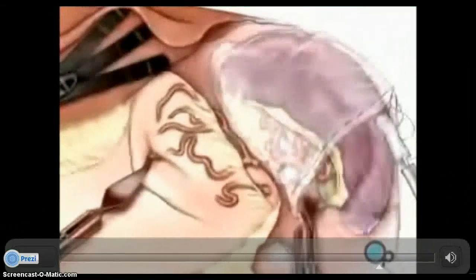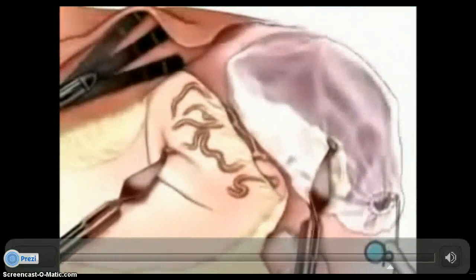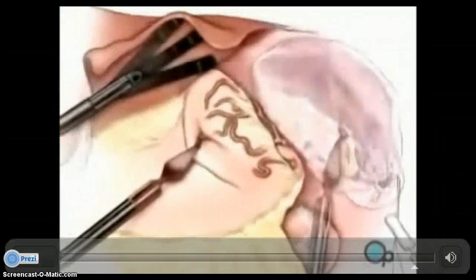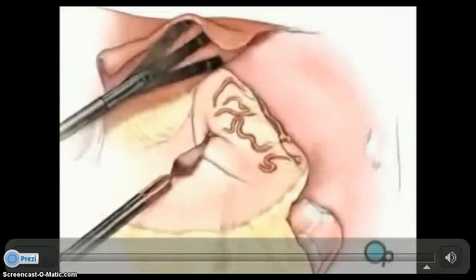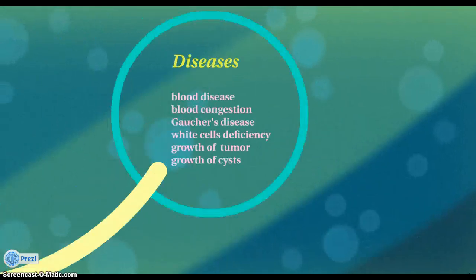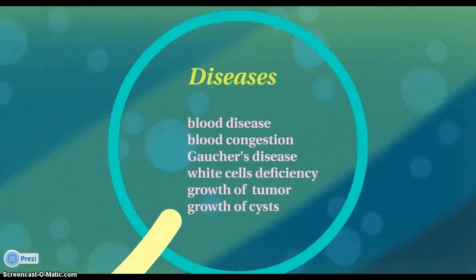Finally, the spleen is maneuvered into a special retrieval bag, where it is broken into smaller pieces and removed through one of the laparoscopic working ports. The diseases involved include blood disease, blood congestion, Gaucher's disease, white cell suppression, growth of tumor, and growth of cyst.